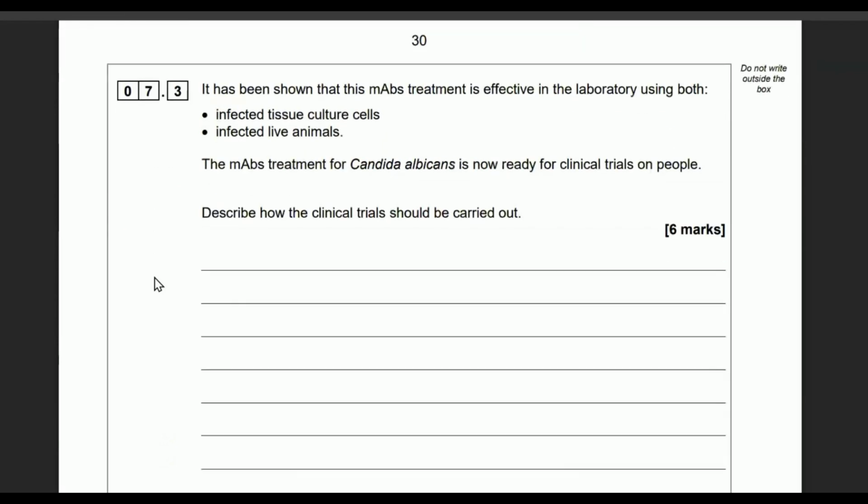Okay, I think. Oh my gosh, 7 more marks. Jeez, we're nearly there. 7.3.